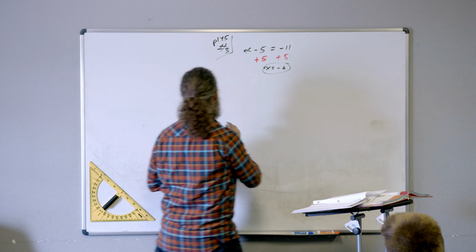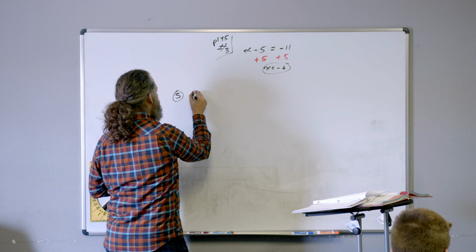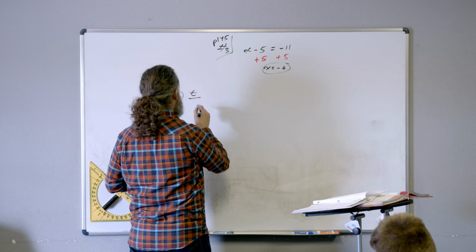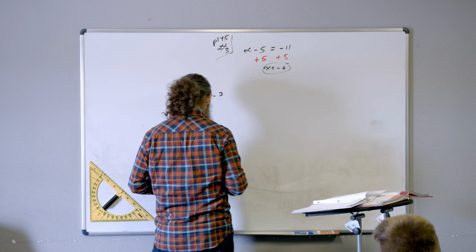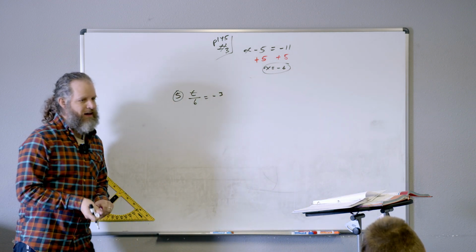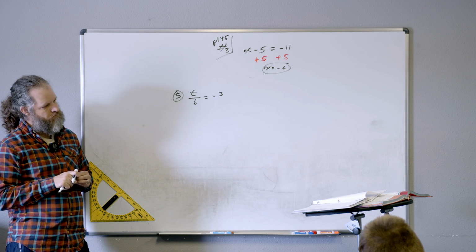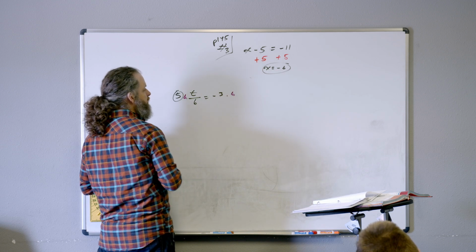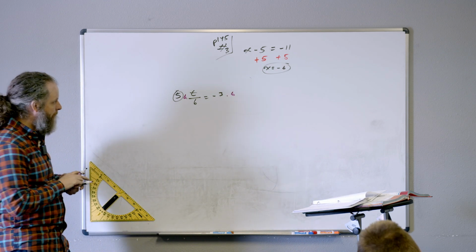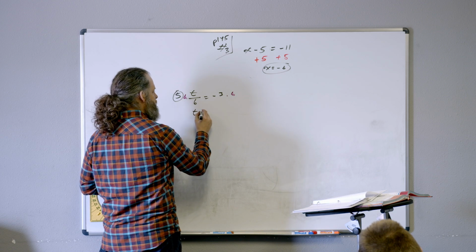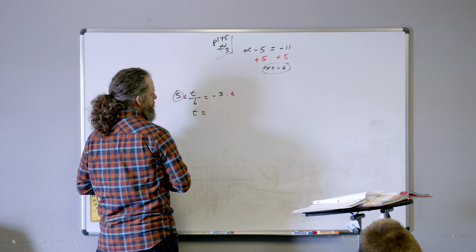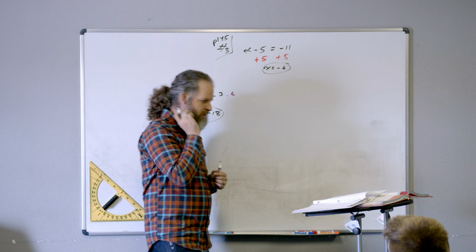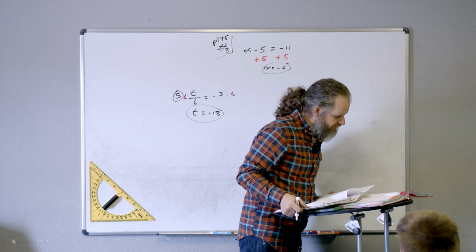It's liable to be something like number 5, where it's t over 6 equals negative 3. How do we solve that? Times the 6 off. The reciprocal, which would be 6 over 1, right? So t equals negative 3 times 6, which is what? Negative 18. Easy peasy.